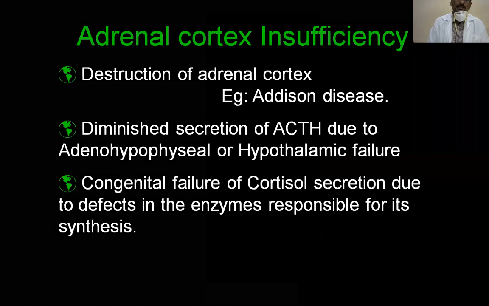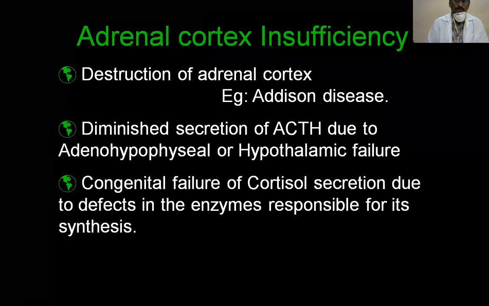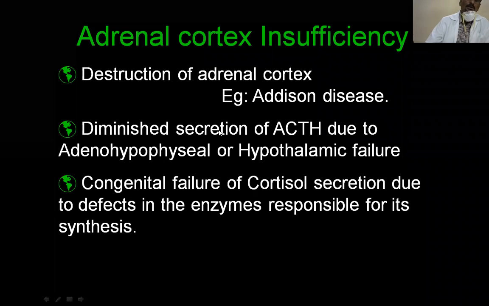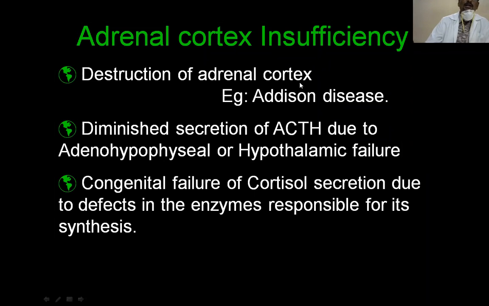secretion of ACTH due to adenohypophyseal hypothalamic failure, or because the CRH, corticotropin releasing hormone, which comes from the hypothalamus in that axis, or maybe there is a pathology of the anterior pituitary, where the ACTH which is coming may be low. Both can lead to adrenal insufficiency. Primarily, it can be due to disease of the adrenal cortex, or maybe at the hypophyseal axis, or at the anterior pituitary level.